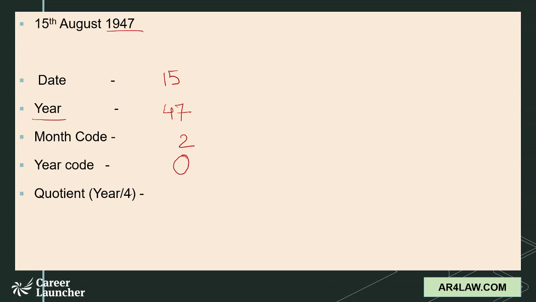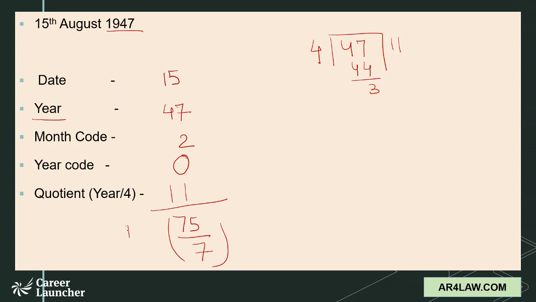Quotient when the year is divided by 4. What do we mean by that? 47, when you divide it by 4, you are only interested in the quotient. Nothing to do with the remainder. Just write the quotient here. Adding all this up, what you will be getting? You will be getting 75. Divide 75 by 7. Only look at the remainder. Remainder happens to be 5. So you have your answer, Friday.